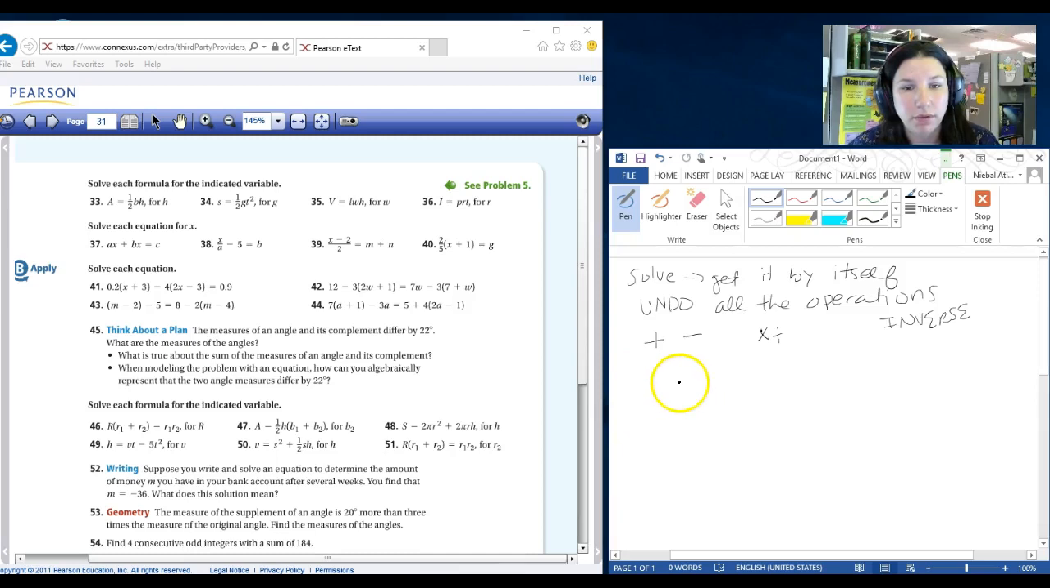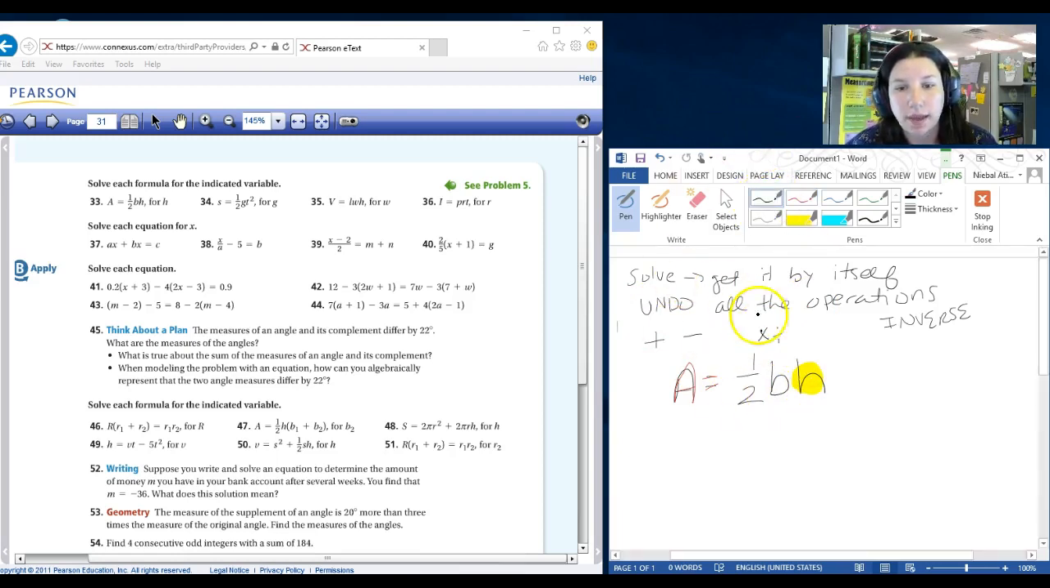So for number 33, we have A equals 1/2 BH. So this is area equals 1/2 the base times the height for a triangle. And the indicated variable, they want you to solve it for H. Right now it's solved for A. See, the A is all by itself. It just says A equals, nothing's being added, multiplied, divided, subtracted from the A. It's all alone. So we want to do that here with the H.